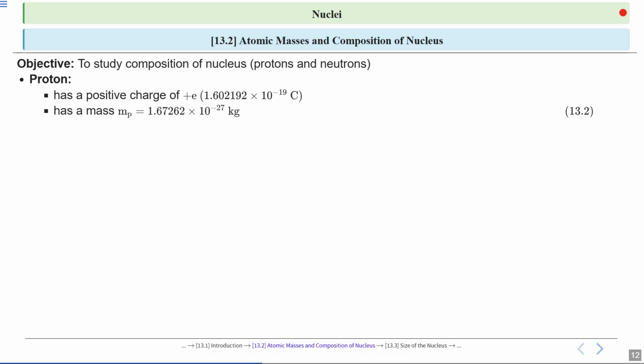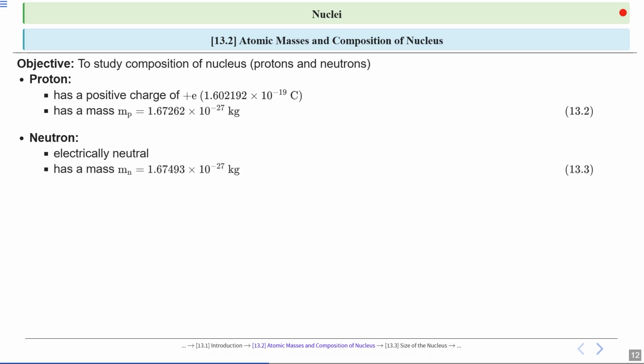Now that we have covered the proton, let's move on to the other key particle in the nucleus, that is the neutron. The neutron is the second main component of the nucleus, just like the proton. Unlike the proton, the neutron is electrically neutral. That means it has no electric charge. It's neither positive nor negative.